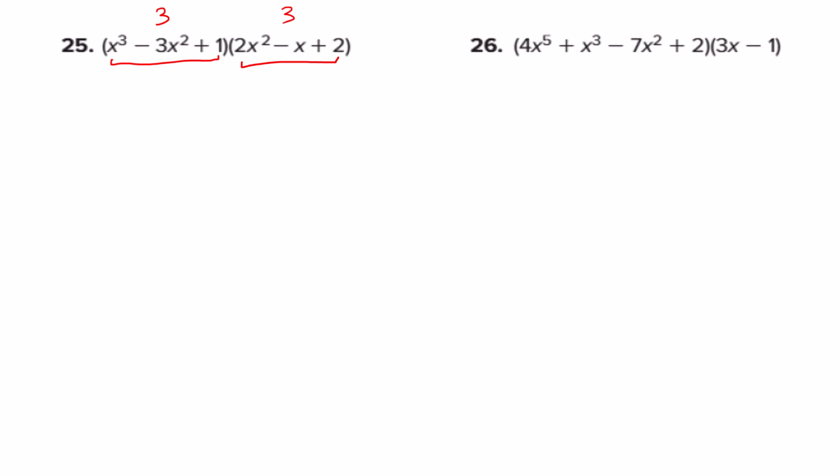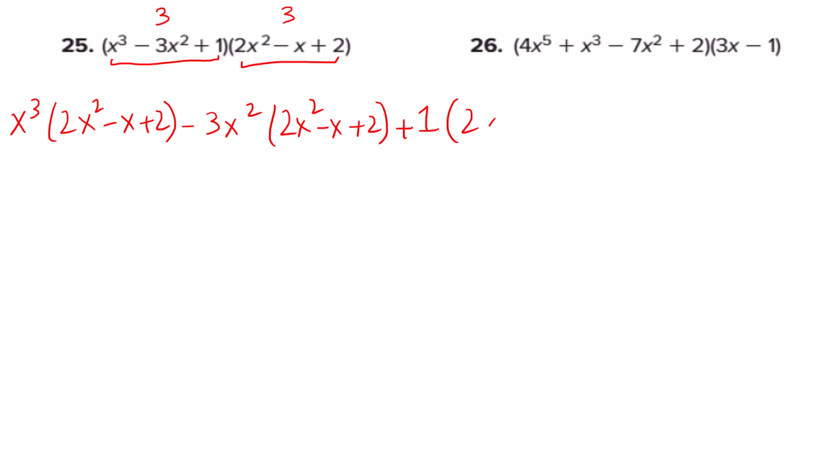So you can break it in this way, 3 parts. 3 parts, why? Because this has 3 terms. So x cube minus 3x square and 1. I write it with gaps because the second term is going to be same. So 2x square minus x plus 2. Similarly here 2x square minus x plus 2. Similarly here 2x square minus x plus 2. Now just do the distributive, each term multiply one by one.